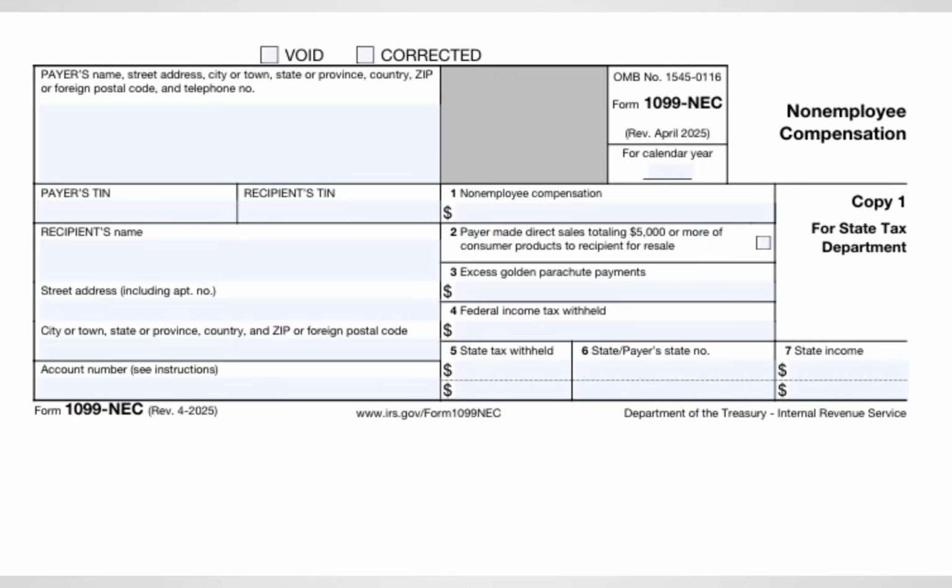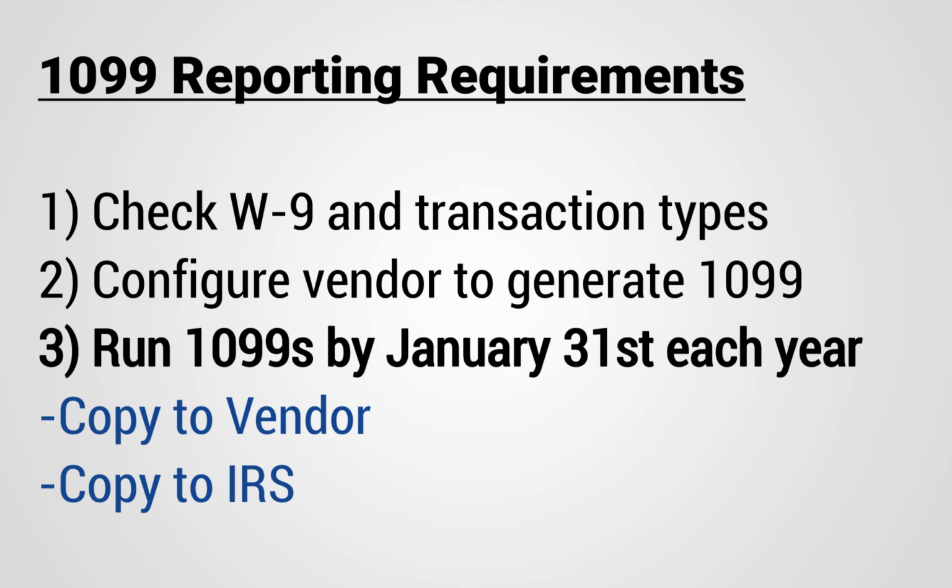So I got all my documentation related to tax IDs. I got my system configured to generate 1099s. At the end of the year, by January 31st of the following year, I need to run all my 1099s. I'm going to send one copy to the vendor, and I'm going to send another copy to the IRS. And this is how the IRS matches up 1099s when that vendor files their tax return.